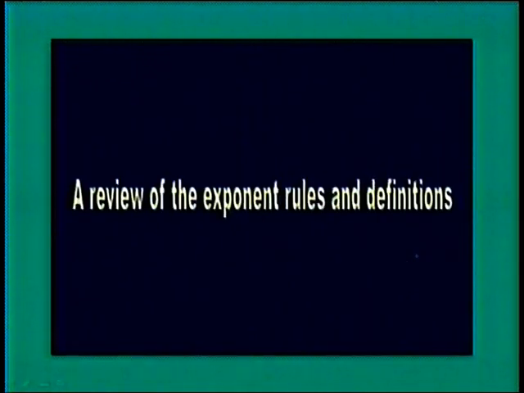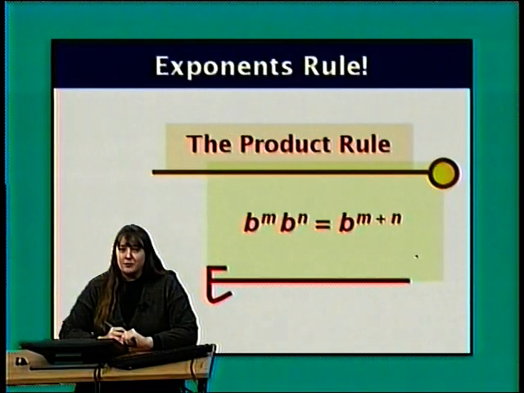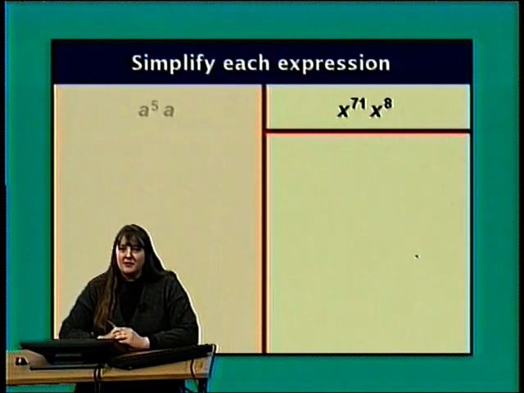We had a lot of rules and definitions for exponents. The first one we learned was the product rule. B to the m times b to the n equals b to the m plus n. When we have the same bases, we add the exponents. Let's look at a couple of examples.